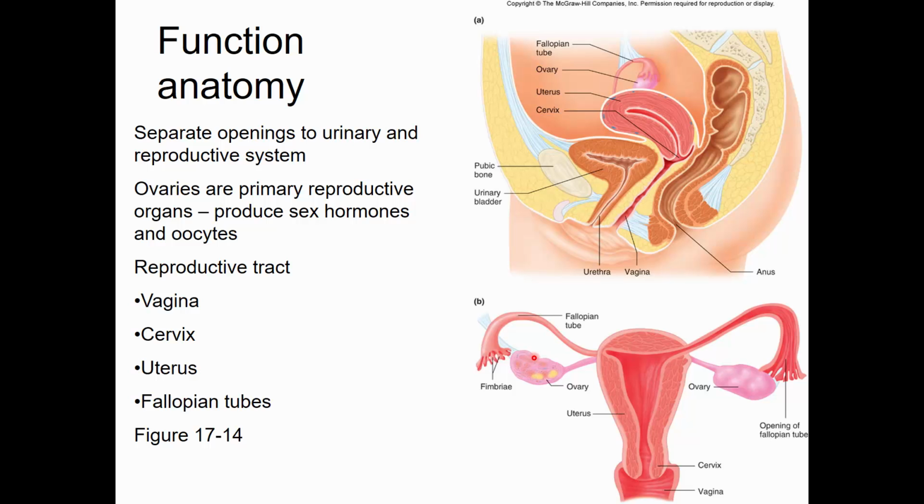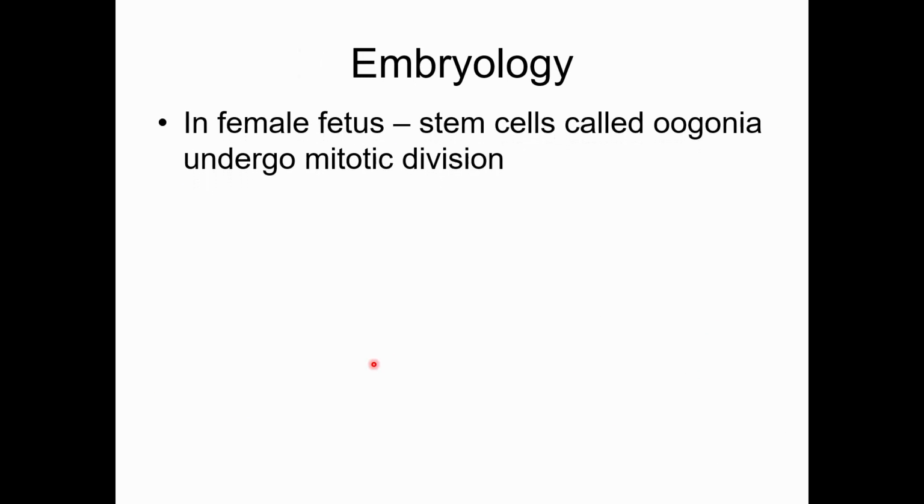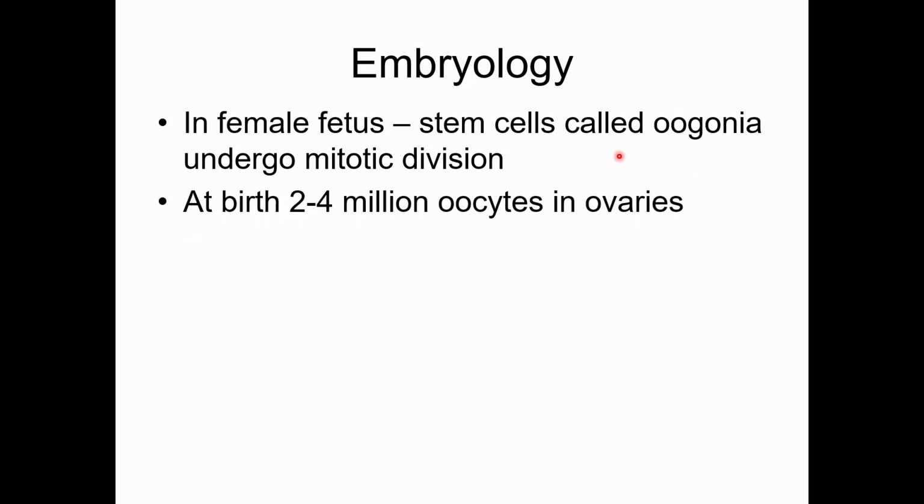Here's the primary reproductive organ, the ovary. It's got two jobs: to make sex hormones and to make oocytes. So in the embryo, the female ovaries have a bunch of stem cells. Those stem cells are called oogonia. After the 9th week, the embryo is then called a fetus. These oogonia undergo mitotic division. Notice how this is different from males. Males don't start dividing their spermatogonia until puberty.